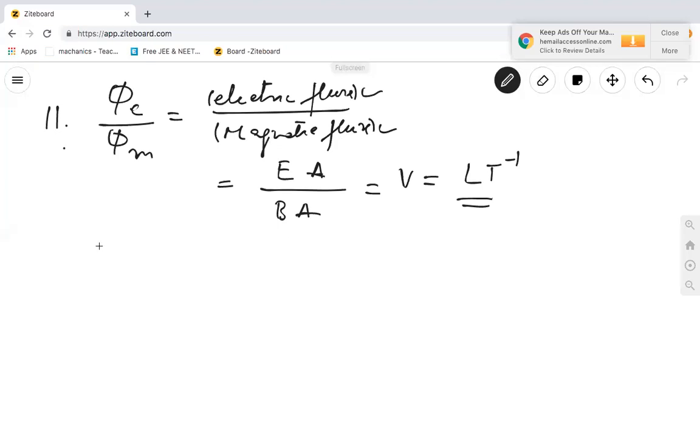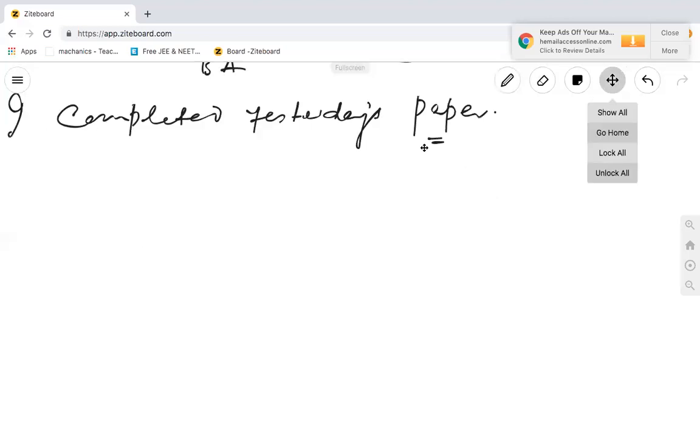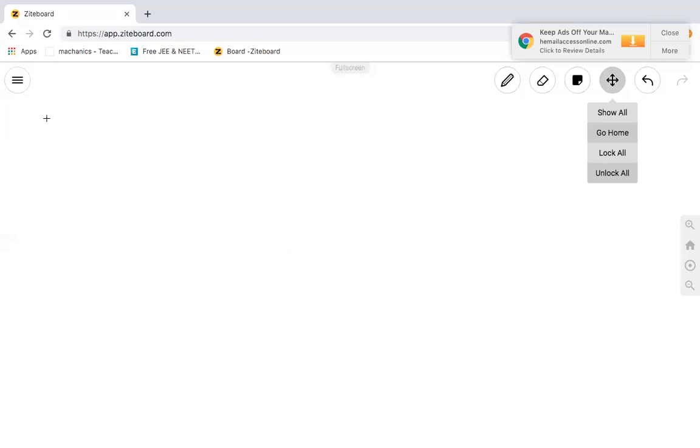This was yesterday's paper. So I completed yesterday's paper. Now, what is your question, S.C. Verma question? Let me go to that also. Sir, the exercise at the last, question number 19. What is the question?